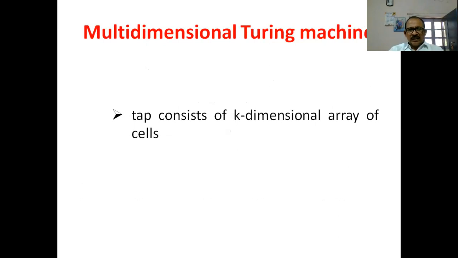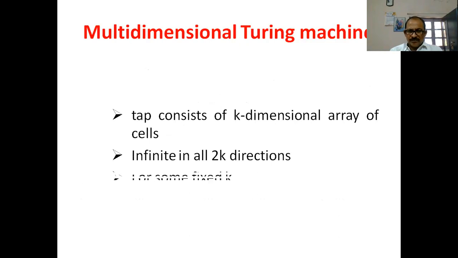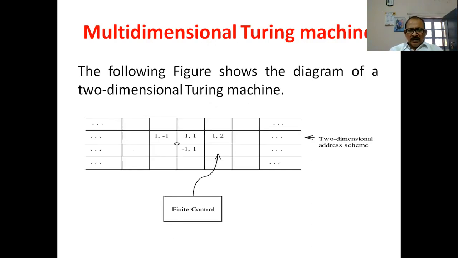Now, the multi-dimensional Turing machine. In a multi-dimensional Turing machine, the tape consists of a k-dimensional array of cells, infinite in all 2k directions, for some fixed k. This is an example of a two-dimensional Turing machine.